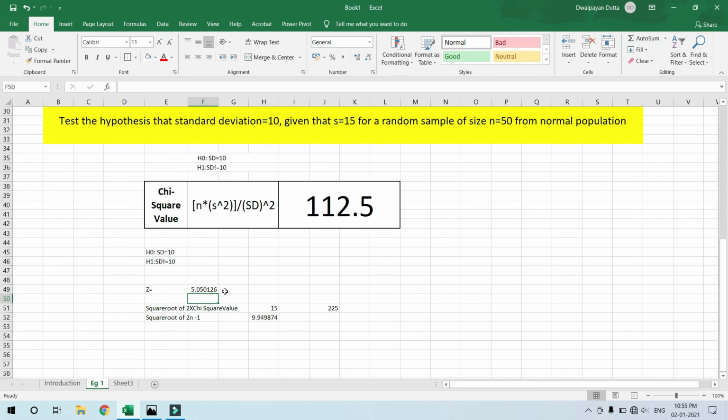So what we are getting is 5.050126. Now since this z value is much greater than 3, so it is significant, and so we can say that the H0 is rejected, and we conclude that the standard deviation is not equal to 10. Here what will be the conclusion then? H0 is rejected. Why? Because the z value is much greater than 3, that is it will always be in the rejection region, so H0 is rejected.